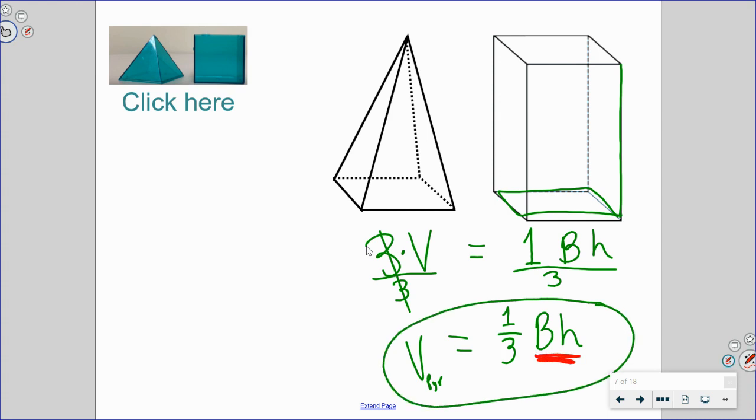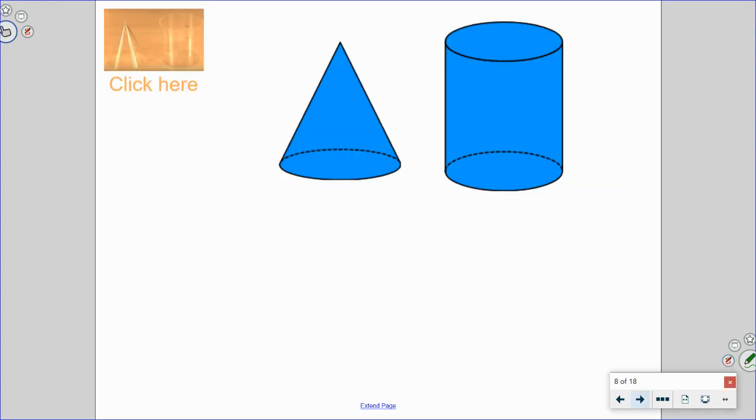Again, you've already done prisms. The key is that a pyramid is precisely 1/3 of what surrounds it. So note the 1/3. All right, now let's go on. If you need to, pause, rewatch that video.